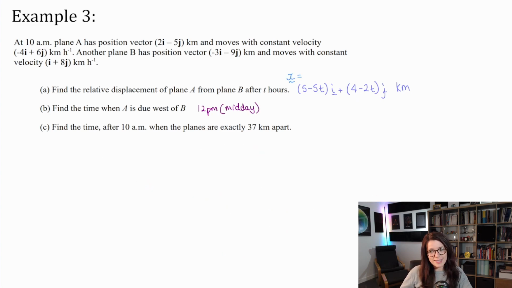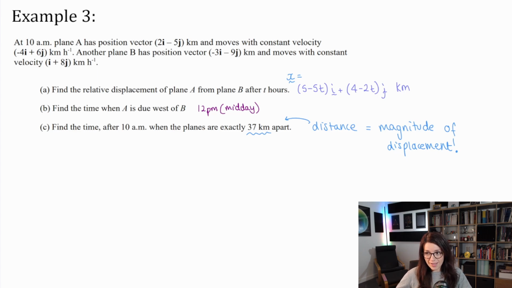Finally, for part C, they want the time after 10 a.m. when the planes are exactly 37 kilometers apart. Now that 37 kilometers is referencing a distance, which if you remember from earlier, I said that was the magnitude of the displacement. So if we give that relative displacement from part A a name, let's say we call it vector x, then all we need to do is find the magnitude of that vector x and set it equal to 37. So this is for part C.